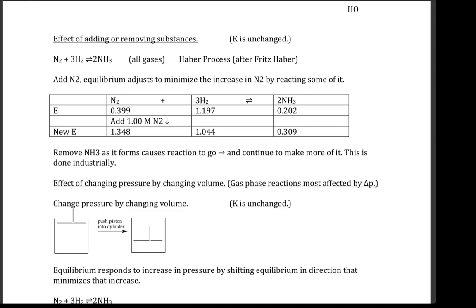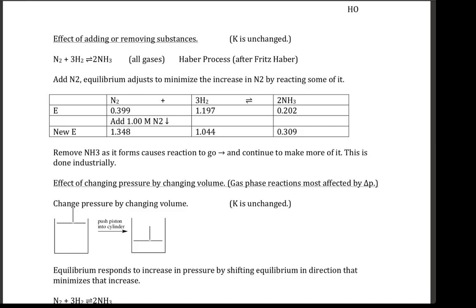That's the equilibrium amounts. And then let's say that we impose a change on that by adding 1.00 molar N2. And we let the system come to equilibrium. Well, it tries to minimize the change in the N2. It does so by using up some of that N2. Of course, it has to use up some H2 as well, and it will make some NH3. What it will do to minimize the change we made is it will push the reaction to the right.